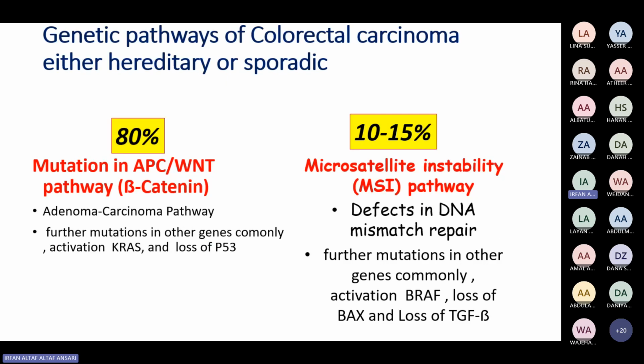The genetic pathways of colorectal carcinoma, either hereditary or sporadic. More common is the APC beta-catenin pathway, in both hereditary and sporadic. The microsatellite instability pathway is least common. Here, there is a defect in the DNA mismatch repair gene. If there is a defect in genes like MSH2 and MSH6, you have hereditary HNPCC, while if you have MLH1, it is the sporadic one.